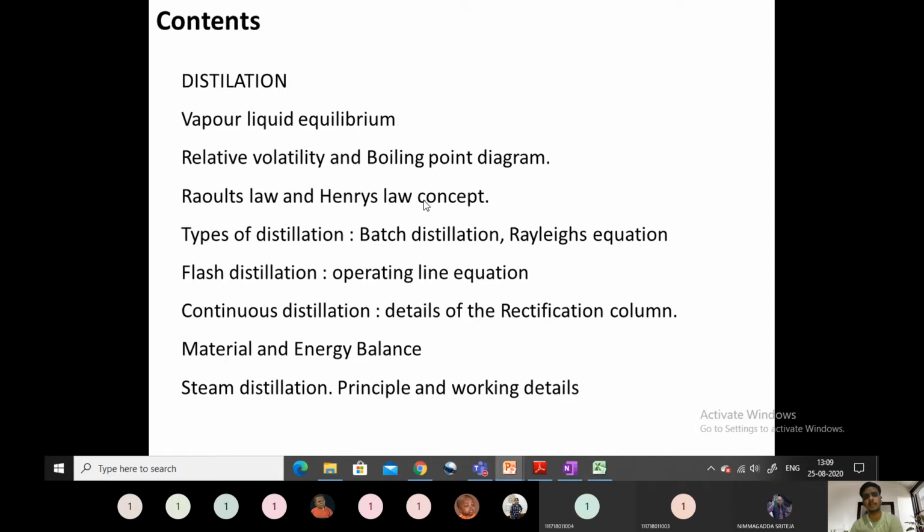Whereas Henry's law, we already saw in the first unit in the diffusion chapter. Henry's law states that partial pressure is directly proportional to the mole fraction of that particular component, in which the proportionality constant is capital H, called Henry's law constant. So Henry's law is applicable for the dilute solution. When the mole fraction in the liquid phase is nearly approaching 0, then Henry's law is applicable.